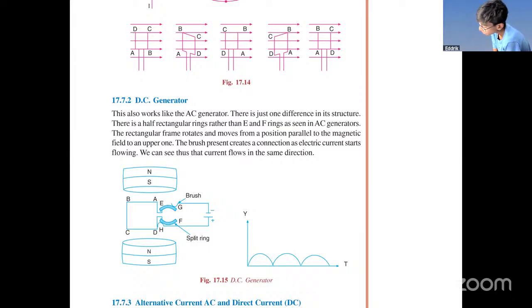The brush present creates a connection as electric current starts flowing. We can see thus that current flows in the same direction. So split rings are there, as we learned, that help the current go in the same direction.